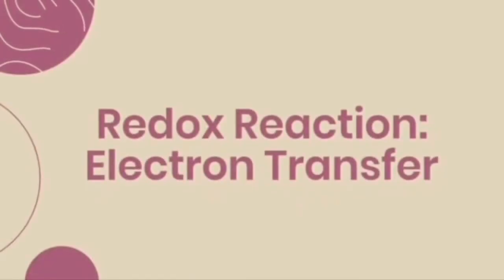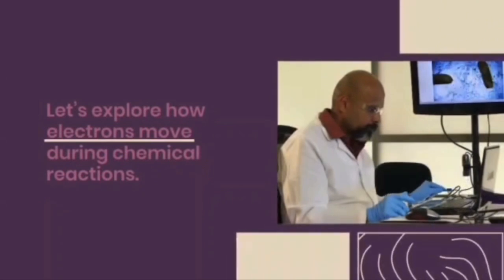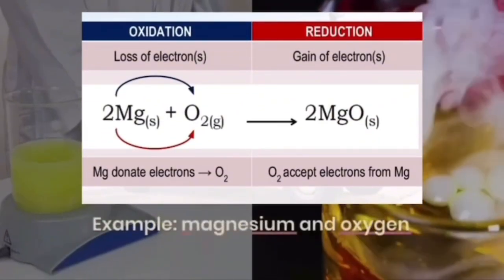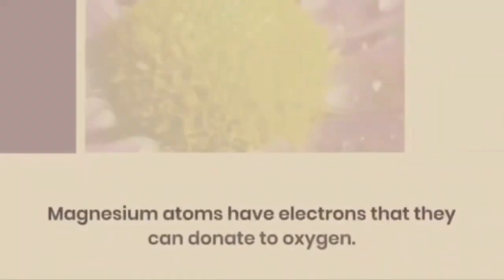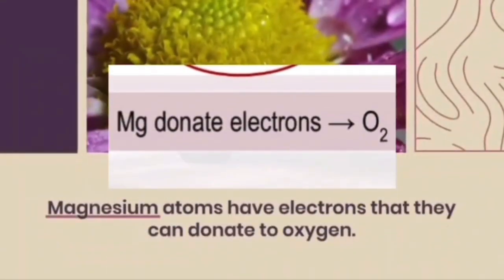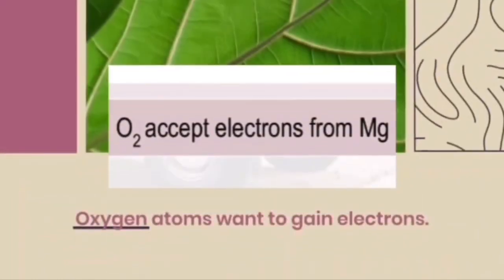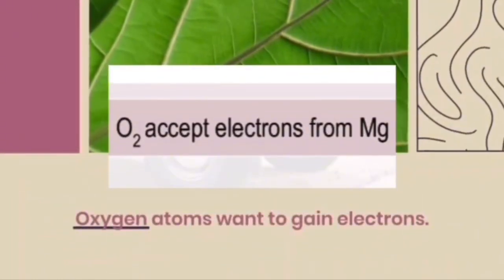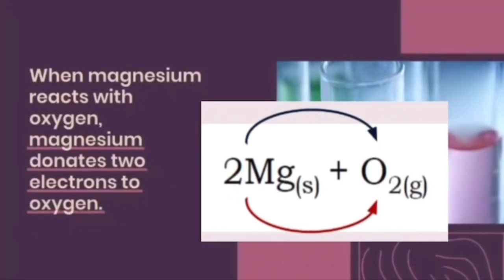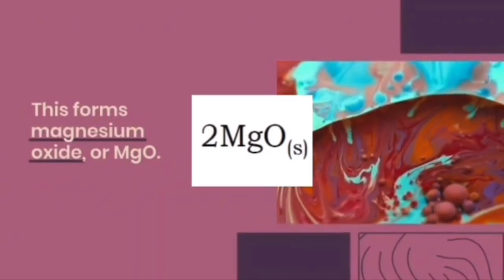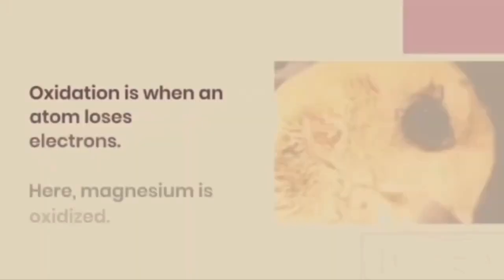Number 3. Redox reaction of electron transfer. Let's explore how electrons move during chemical reaction. For example, magnesium and oxygen. Magnesium atoms have electrons that they can donate to oxygen. Oxygen atoms want to gain electrons. When magnesium reacts with oxygen, magnesium donates 2 electrons to oxygen. This forms magnesium oxide, or MgO.